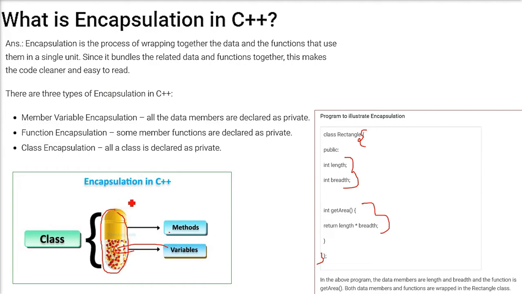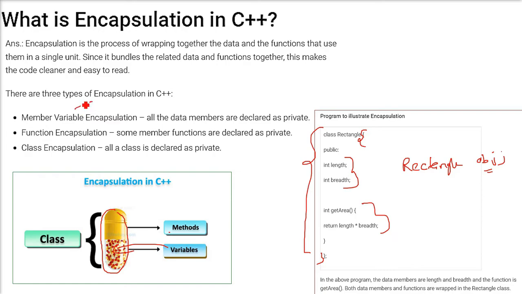So encapsulation is the process of wrapping together the data and the function that use them in a single unit. Since it bundles, it encapsulates the related data and function together. This makes the code cleaner and easy to understand. So when you make an object of this rectangle, obj object, because this class is just a blueprint, and you have to create an object to actually access and work on these data members or variables and functions, which we are calling as methods.